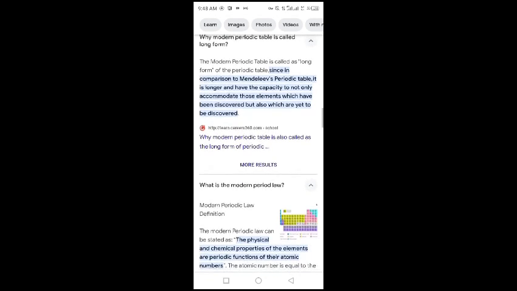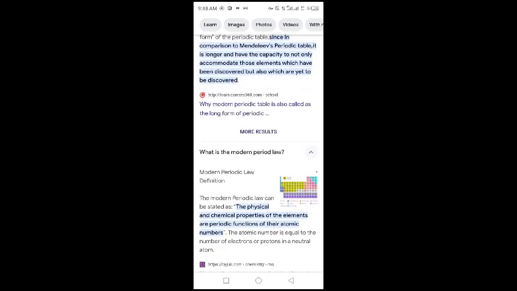What is the modern periodic law? Modern periodic law क्या है? Modern periodic law can be stated as the physical and chemical properties of the elements are periodic functions of their atomic numbers. ये modern periodic law की definition है.